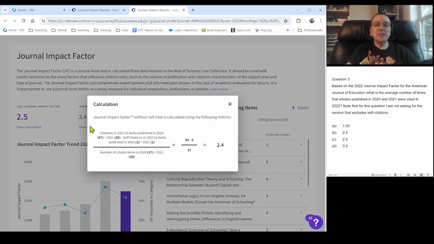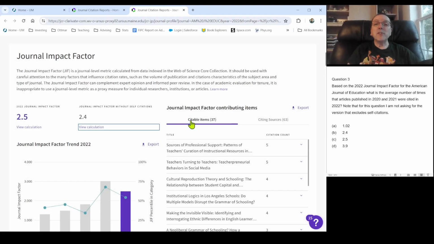Let's see if the calculation maybe says it. See, it's here. It's taking out the self-citations. It's saying of those 92 citations in 2022, 2 of them were in the American Journal of Education. So it subtracts those out. So it's only 90 citations that weren't in the American Journal of Education, which gives us our impact factor of 2.4.